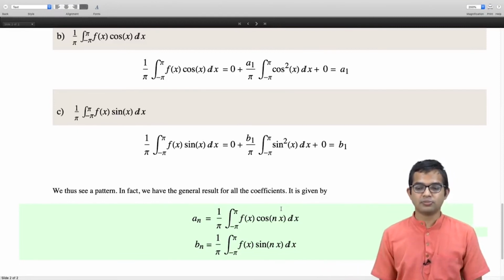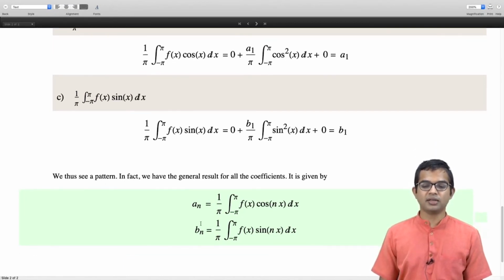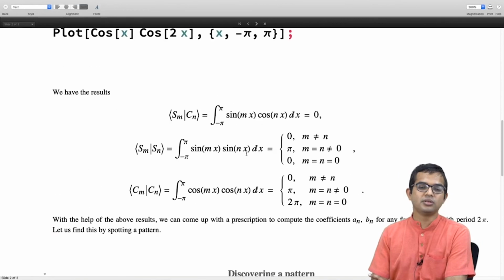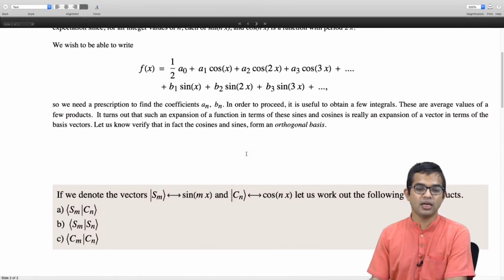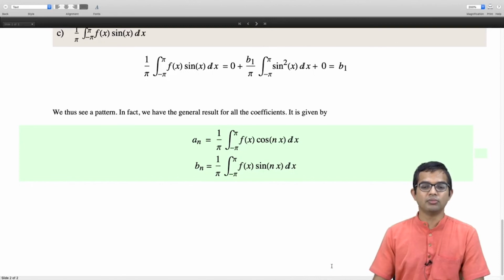So it helps to think of this from the point of view of vector spaces, and so you get an and bn. So now you see that you have these compact expressions for an and bn, right? That's why we wrote a naught by 2 instead of just a naught for the constant term, so that we have this one nice formula, which is easy to remember, right?